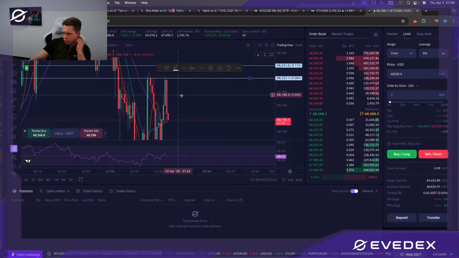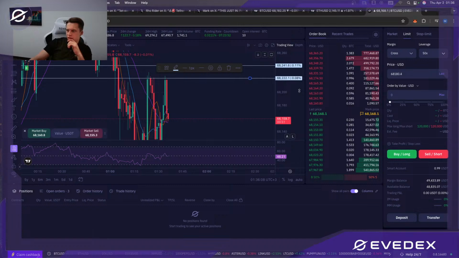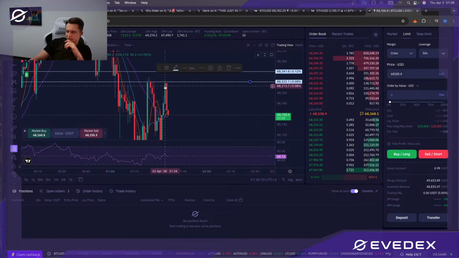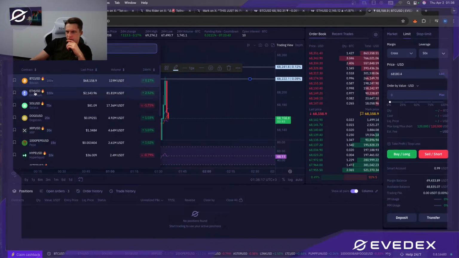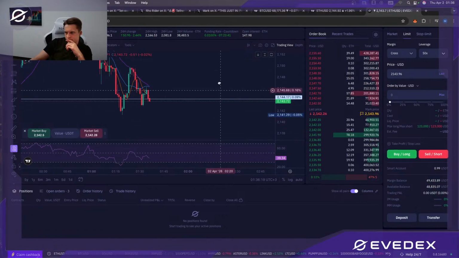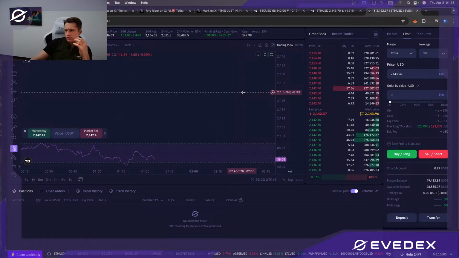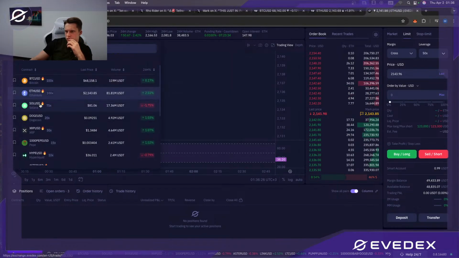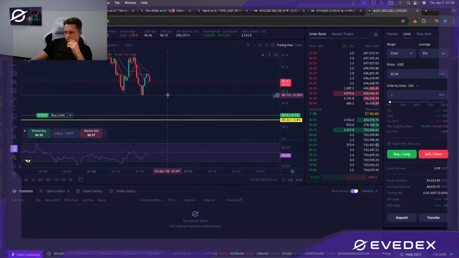This candle closed slightly above that candle there, and you see the price kind of jumped a bit above it, but then came back down bearish. So we want to see that continuation towards our entry level. That is for Solana, of course.